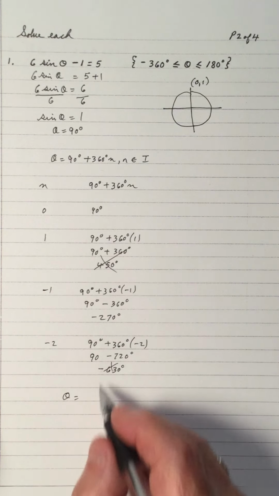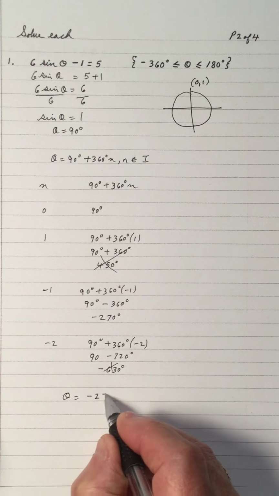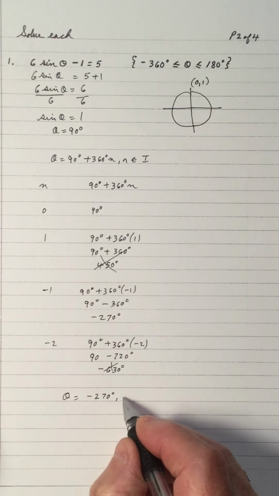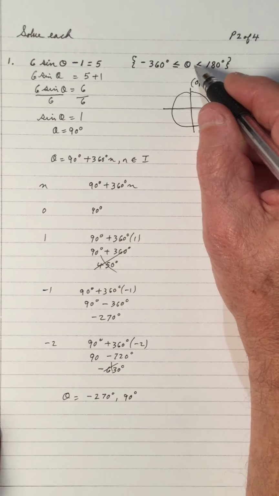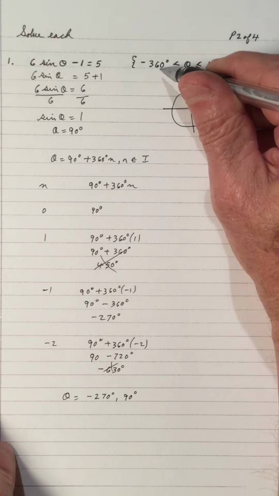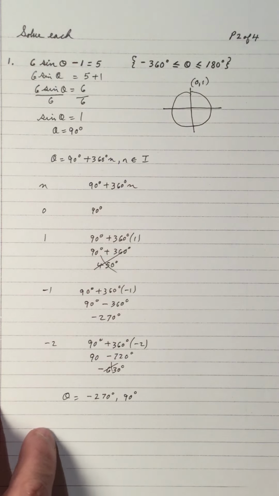So the answer, and we start from the smallest, is negative 270 degrees and 90 degrees. These are the two angles that make this equation true, and these are the angles that lie in this restricted domain. Okay, let's try another one.